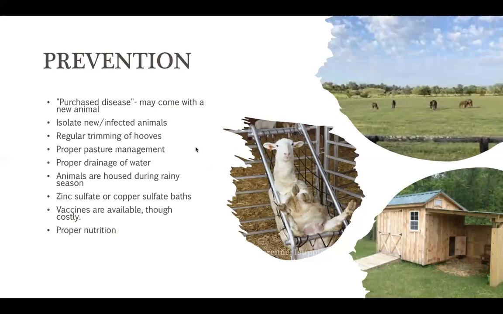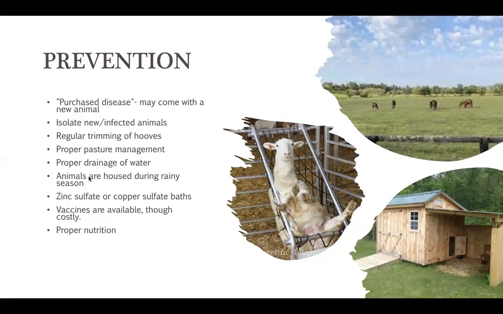It's also important, if you are purchasing a new animal, to isolate those new animals. So foot rot is also called a purchase disease because, even if your pasture is very clean with not a lot of manure around, when you're buying a new animal you don't necessarily know, or at least not 100% know, the conditions that the animal is living in. So you definitely want to isolate new animals to prevent possible infection. And then of course, if you do have an animal that's infected, to quarantine them as well.